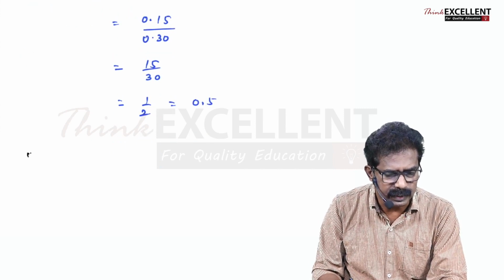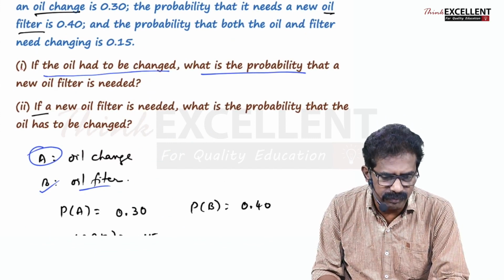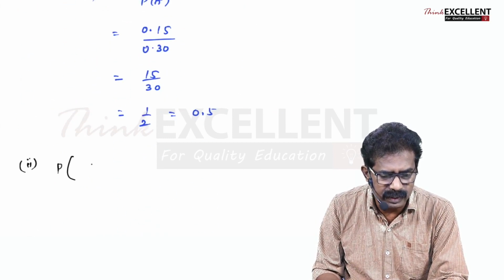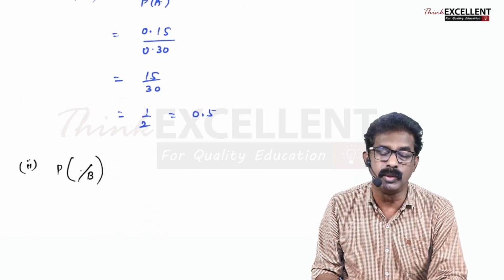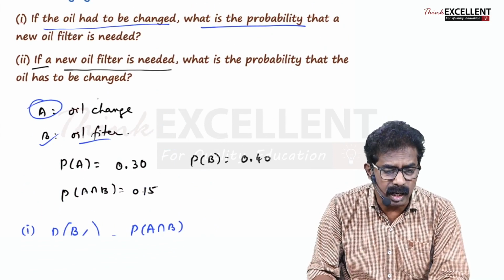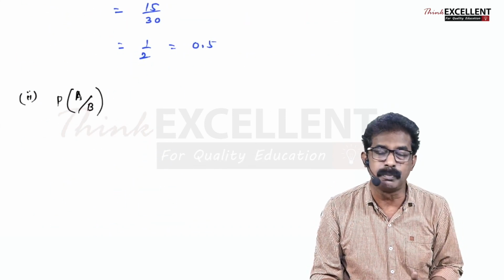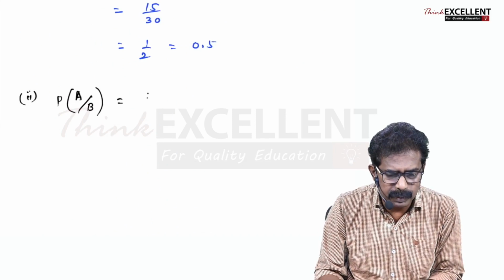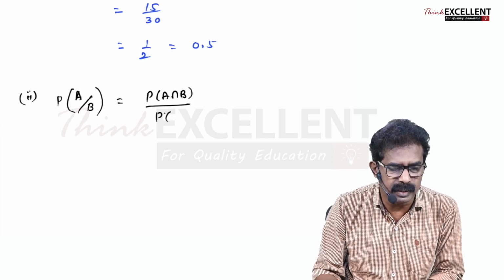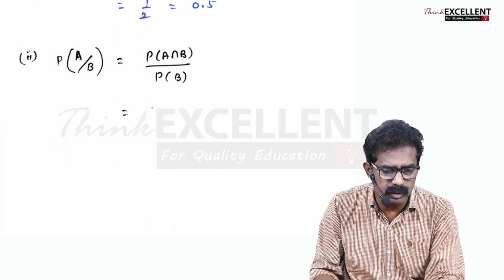Now let's see the second subdivision. Again, conditional probability. If a new filter is needed, new filter means B. So that is the given condition. B is given. New filter is needed. What is the probability we are finding? That the oil has to be changed. That is A. You have to find P of A under the condition B, given B. So P of A given B, the formula P of A intersection B by probability of denominator, that is P of B.